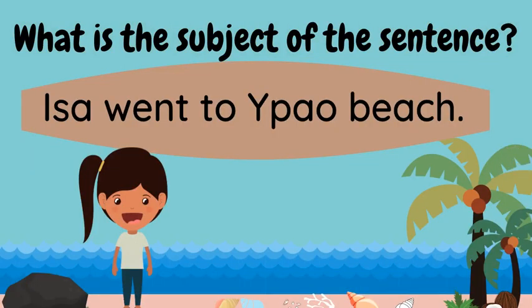This sentence reads, Isa went to Ipao Beach. Now let's figure out the subject. The way to figure out what the subject of the sentence is is to look at the beginning of the sentence. You can also figure out the subject of the sentence by who the sentence is about. In this case, the sentence is about Isa, so Isa is the subject of the sentence.